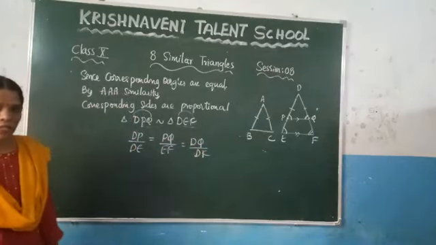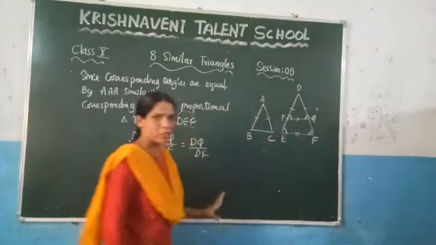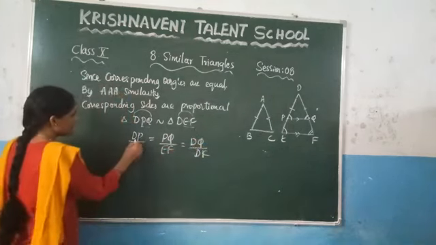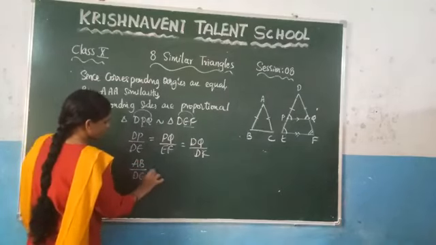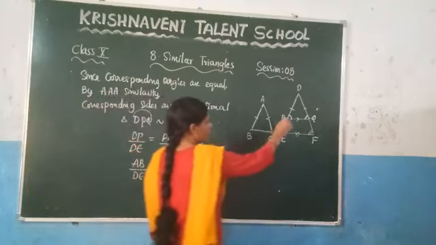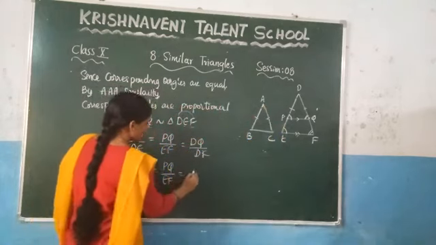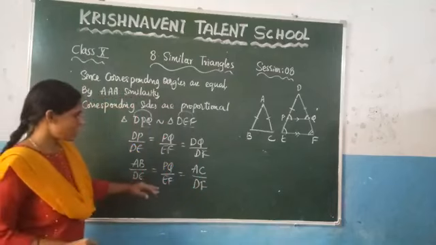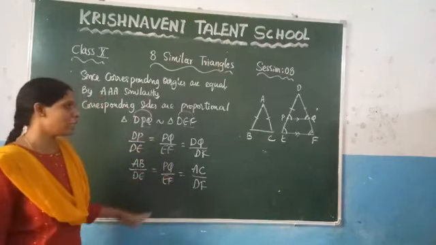Again here, by our construction, you know that AB is equal to DP, AC is equal to DQ. In place of AB, write DP. In place of AC, write DQ. So write it here: in place of DP, you know that it is AB by our construction. Similarly here, in place of DQ, you can write AC by DF. So here we got this equation.